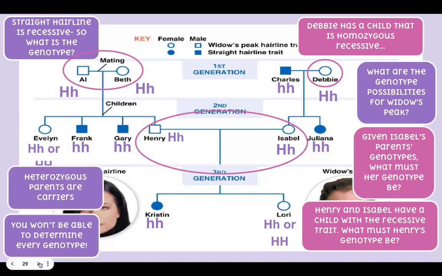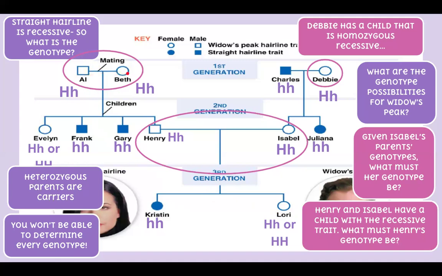Now, this is a pedigree that did not go through and half shade the carriers. That's only done sometimes. So if it were done, we would half shade in Al, Beth, Debbie, Isabel, Henry. Can't shade in Evelyn or Lori because we're not sure. So if we really wanted to see who was a carrier, it would be possible to shade in half of the circle or square for all of those who are heterozygous.